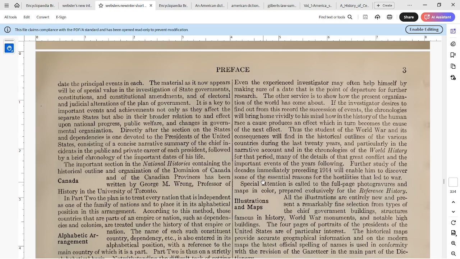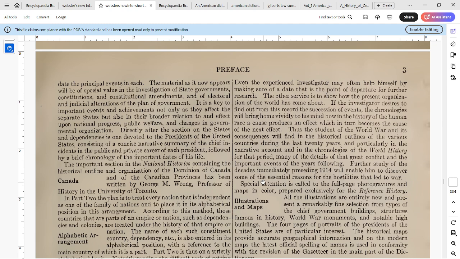If the investigator desires to find out from this record a succession of events, the chronologies will bring vividly to his mind how in the history of the human race a cause produces an effect which in turn becomes the cause of the next effect.